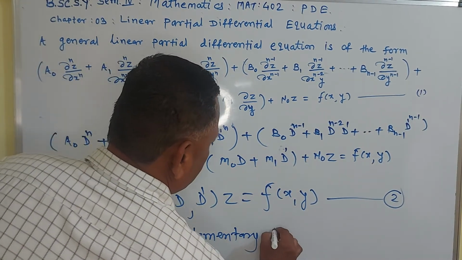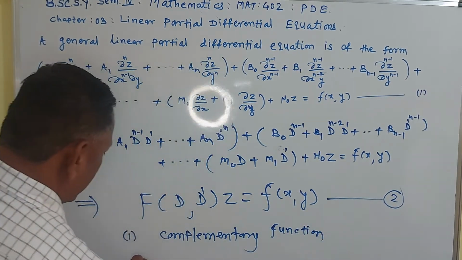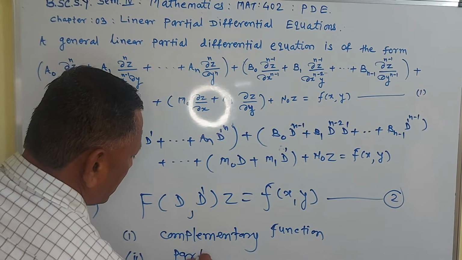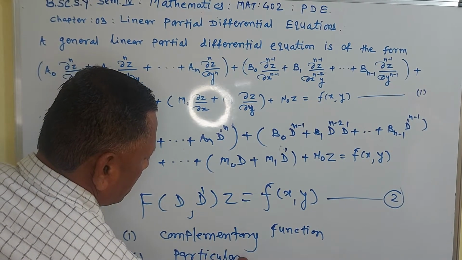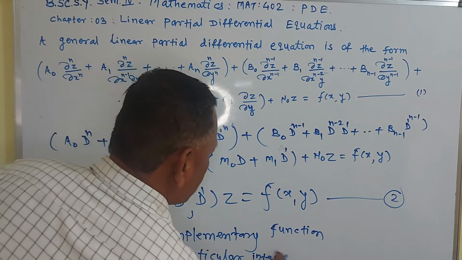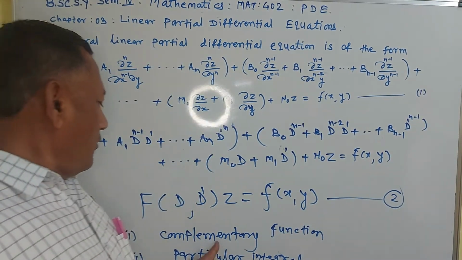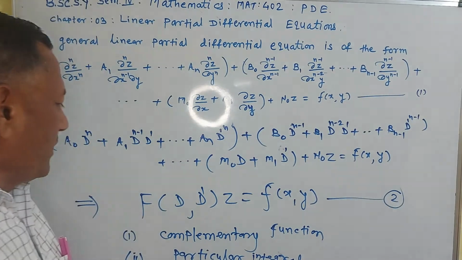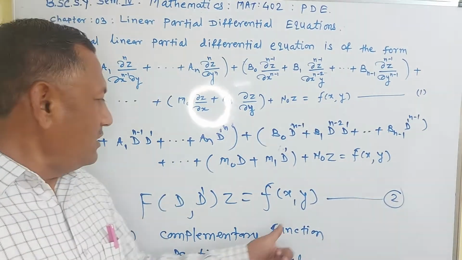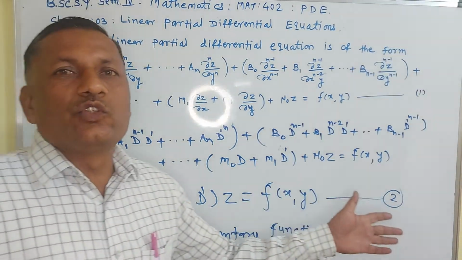Complementary solution or complementary function, and the second part is particular integral. Again, how do you find the complementary function, or what is the complementary function? The complementary function is a solution of f(D, D') operated on z equal to 0.